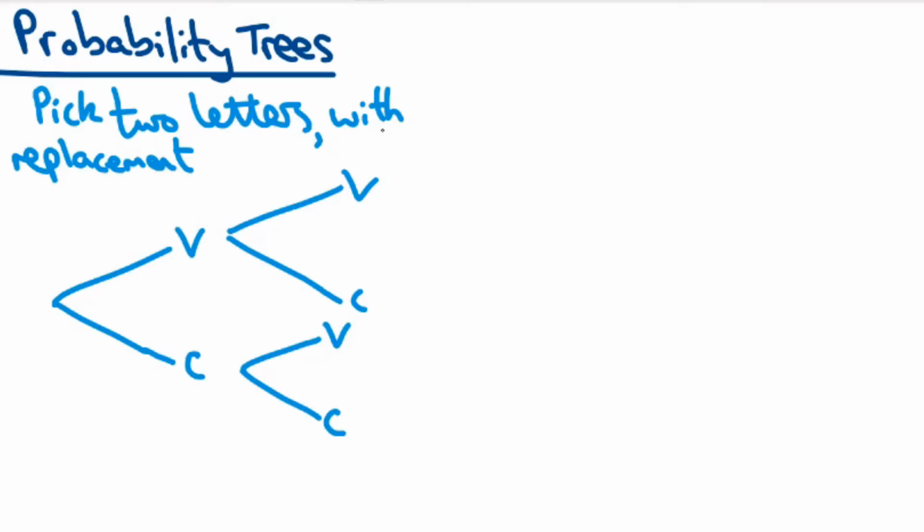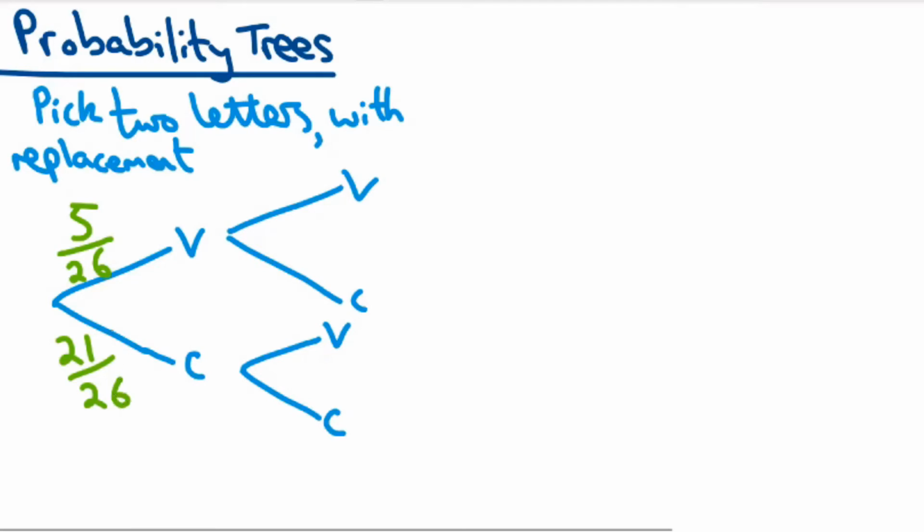Well, again, we're going to assume y is a consonant. That means there are 5 vowels in our alphabet out of 26 possible letters. This then means there are 21 consonants. So there's a 5 in 26 chance of getting a vowel, and a 21 out of 26 chance of getting a consonant.